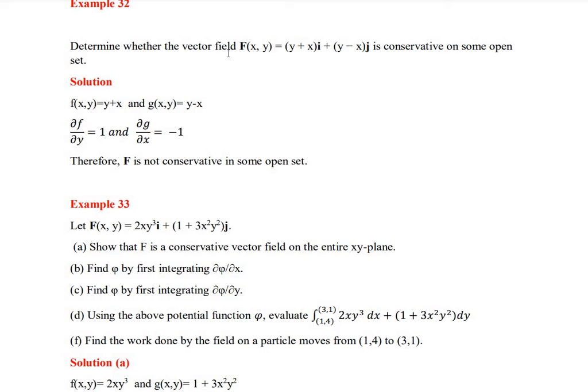Next question: determine whether the vector field F(x,y) = (y + x) i cap + (y - x) j cap is conservative on some open set.